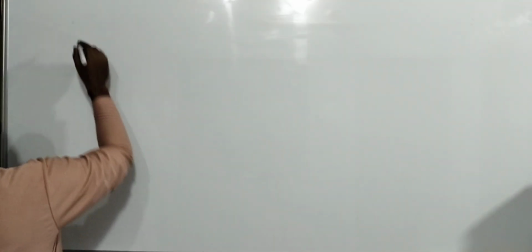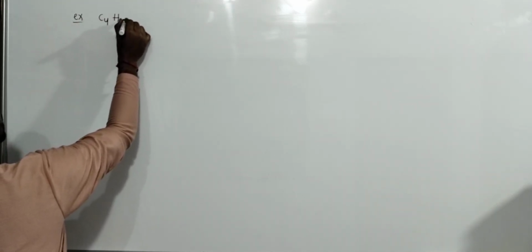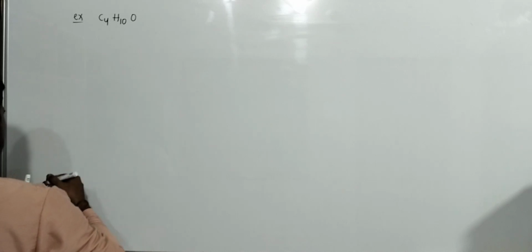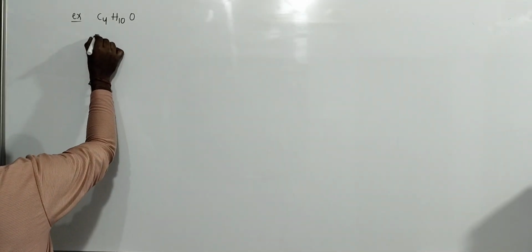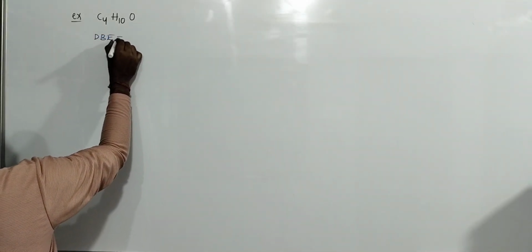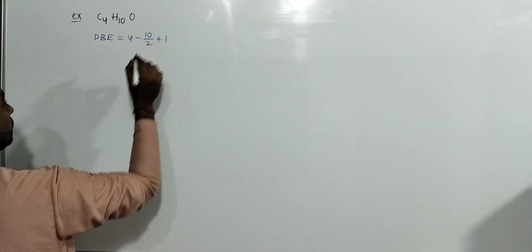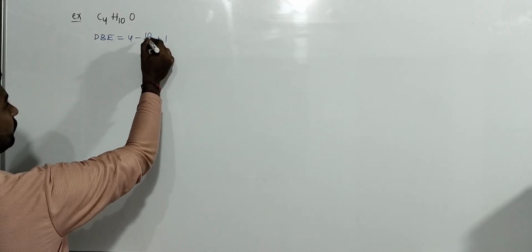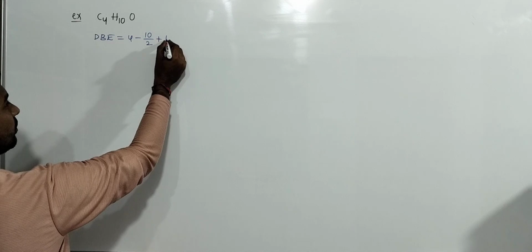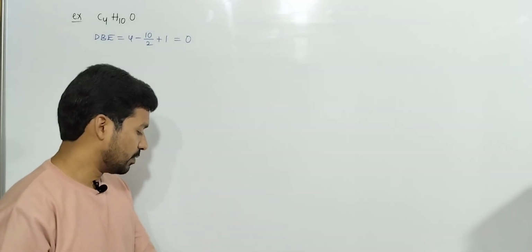Example: C4H10O. With this molecular formula, what is the double bond equivalence? It is 4 carbon atoms, 10 hydrogen atoms by 2 plus 1, that is 4 minus 10 by 2, which is 5, plus 1, equal to 0. No double bond, no ring.